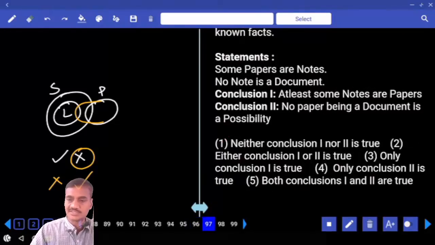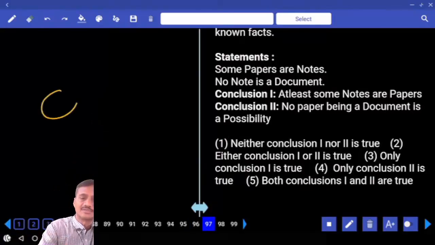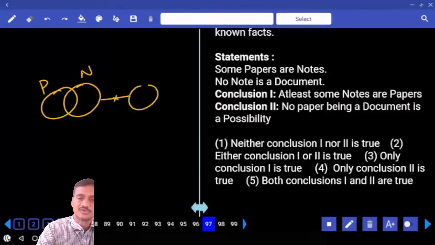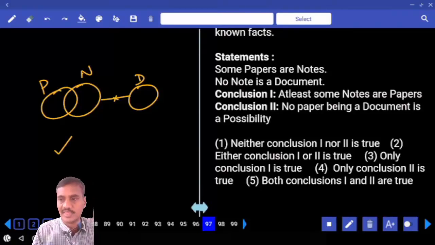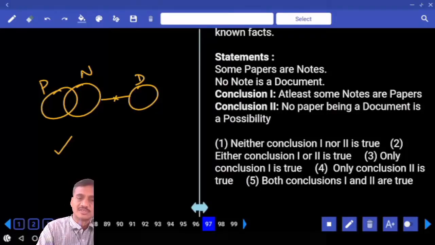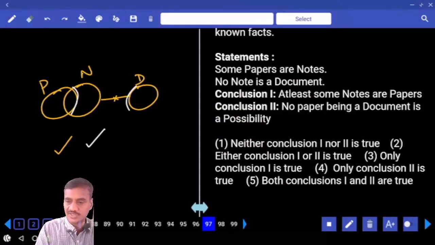Then coming to 97, some papers are notes. Now these are the papers that are notes. And no note is a document, no intersection between note and document. The first one, some notes are papers. Some papers are notes, some notes are papers, one and the same. No paper being a document is possible. Paper is here, document is here. As of now, no paper is a document. True or false? It is possible or not? Yes, it is possible. Then what is your answer here? Both 1 and 2, choice 5.